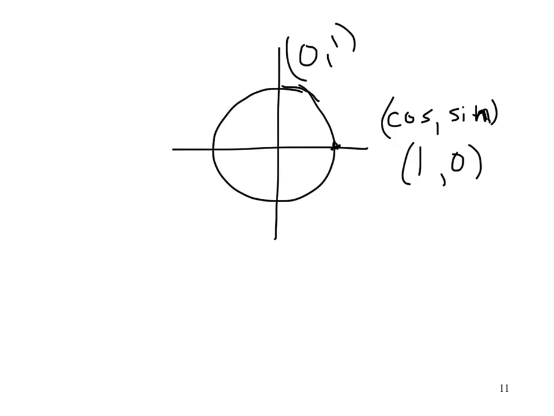Up here, cosine, sine: 0, 1. So the cosine of 90 degrees is 0, and the sine of 90 degrees is 1. Over here, negative 1, 0. Cosine of 180 is negative 1. Sine of 180 is 0. And 0, negative 1: cosine of 270 is 0, sine of 270 is negative 1.